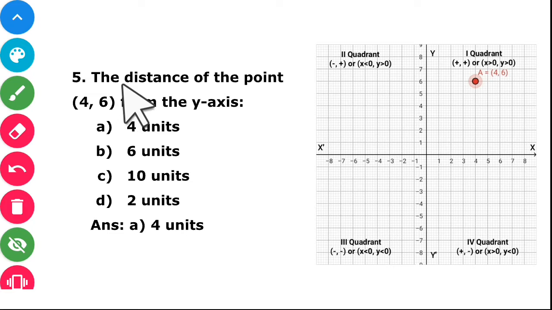Question number 5. The distance of the point (4, 6) from the y-axis. Option A, 4 units. Option B, 6 units. Option C, 10 units. Option D, 2 units. The distance of this point (4, 6) from the y-axis: from the y-axis, the distance is 4, 1, 2, 3, and 4. So here, our answer is option A, which is 4 units.